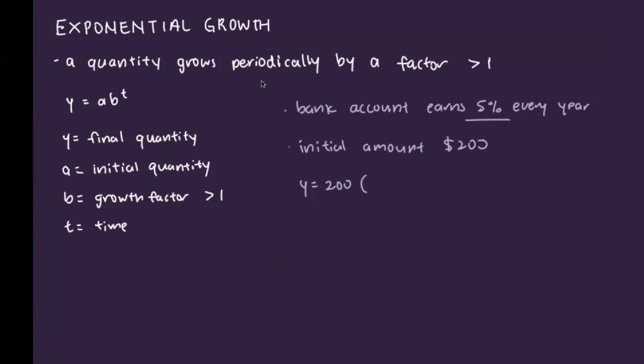So that would be 100% plus 5%. And every year we'll end up with 105% of our money. So that is equal to 1.05 in decimals. So 1.05 to t, where t is equal to the number of years.